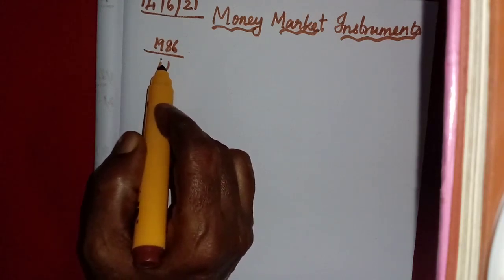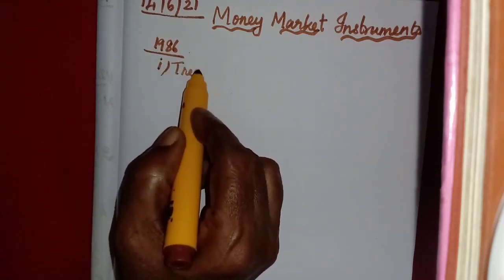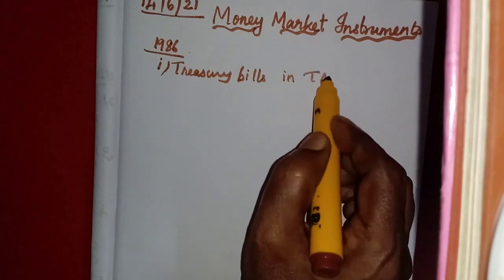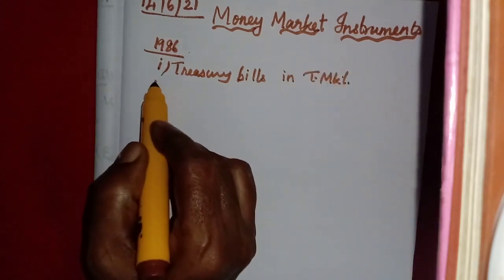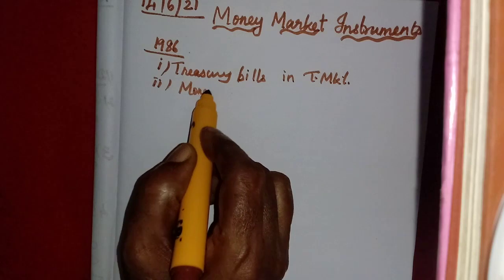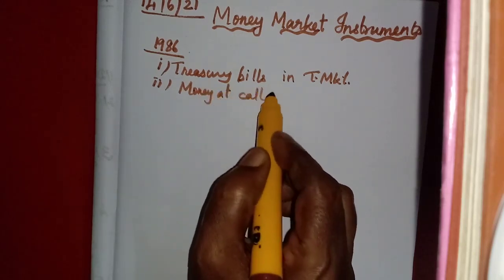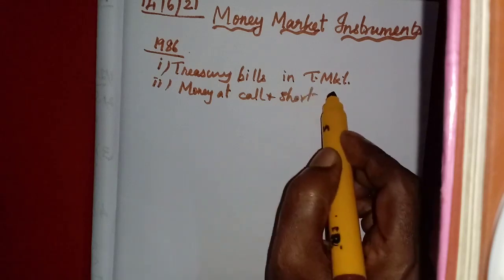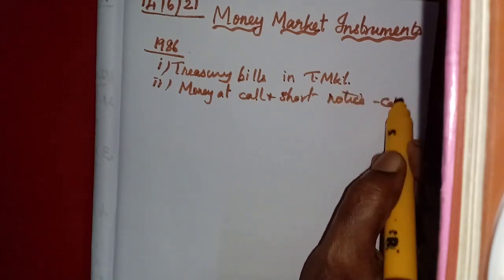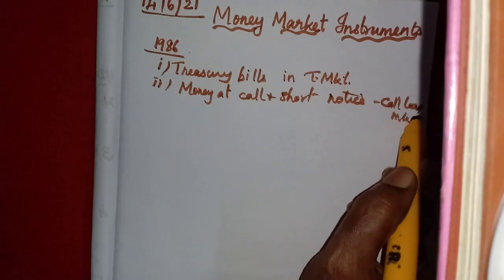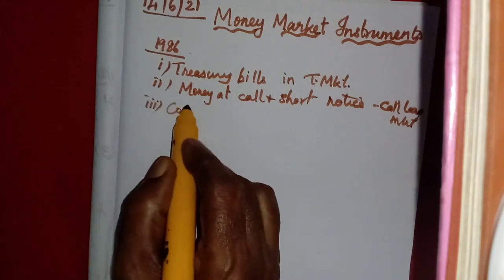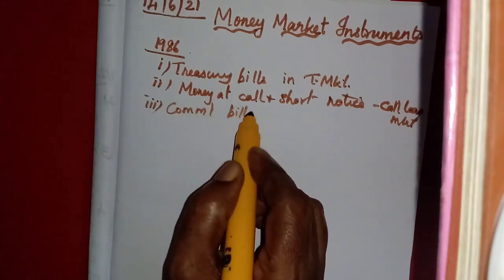They were treasury bills. The first one is treasury bills in the treasury market. Then the second one, money at call and short notice, in the call loan market. Then the third one, commercial bills and promissory notes.